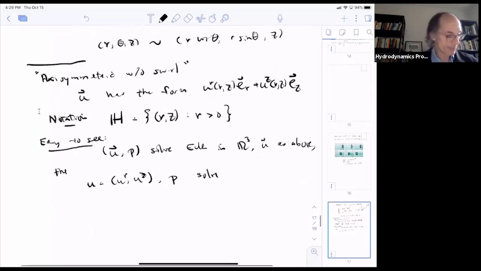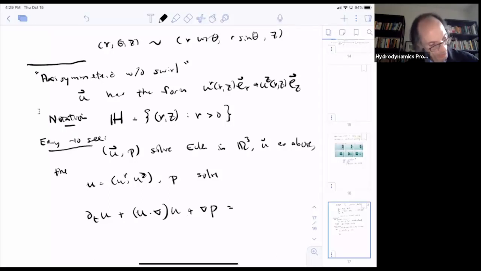Well, one thing is that, in fact, it's the same equation. So here u dot nabla is the u_r component times d/dr plus the u_z component times d/dz. And the gradient of p is, so p is a function of only r and z. It doesn't depend on the theta variable, naturally. And the equation is the same.